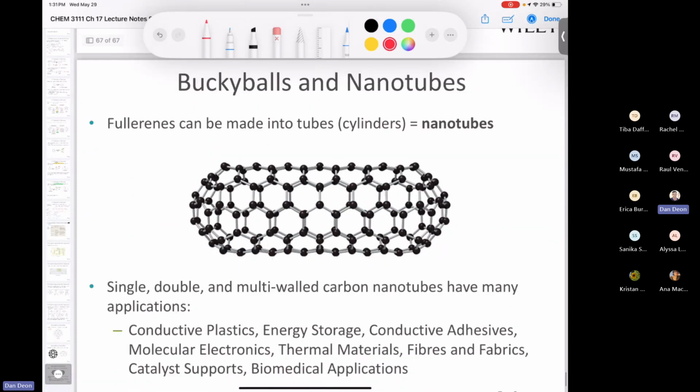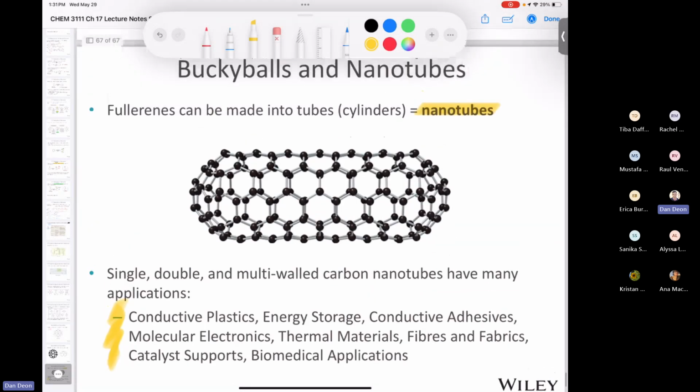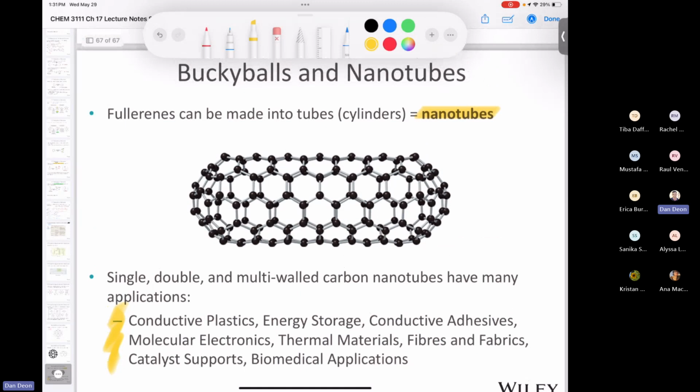And then the whole section about nanotubes, I'm not going to ask you anything about that. However, nanotubes are kind of cool in that there's so many applications for nanotube chemistry. Here you see fibers and fabrics and biomedical applications. But again, I'm not going to quiz you on that. I'll leave that as an FYI. So that covers all of chapter 17.